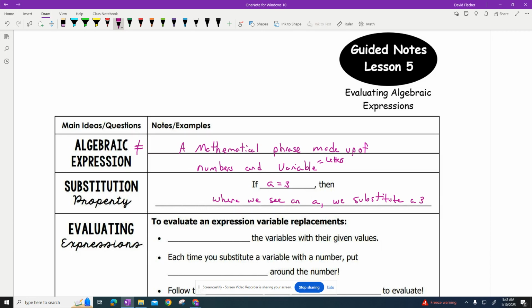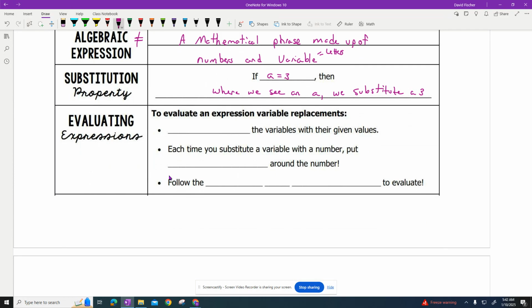Okay? So when we evaluate expressions, to evaluate an expression, variable replacements, we want to substitute the variables with their given values. Now this is kind of what I would suggest you do until you get really comfortable with math and expressions. This is kind of important right now. This might be probably the challenge that you had if you're getting some of these problems wrong. Each time you substitute a variable with a number, put parentheses around it. Try this until you really get comfortable with it.